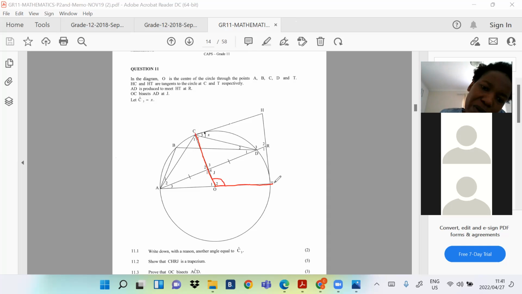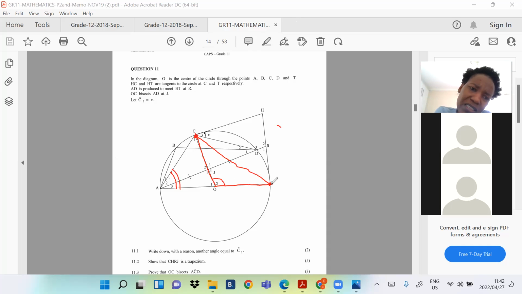But what else is subtended by the same arc at the circumference? Can you see this one? Can you see they are subtended by the same arc? Am I right? Can you guys see that? CT forms this angle at the center, and the very same CT forms that angle at the circumference, right?